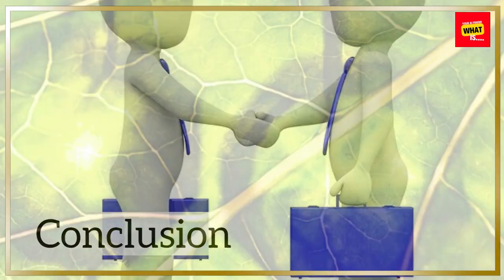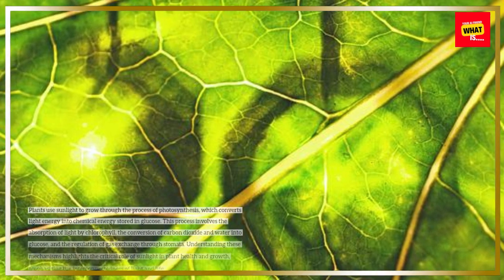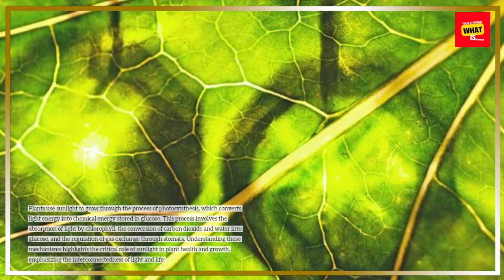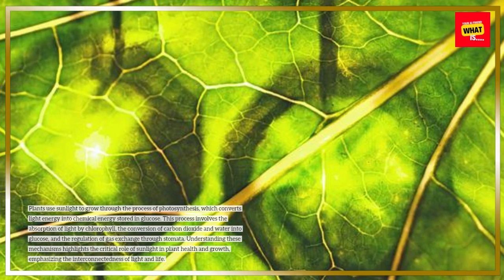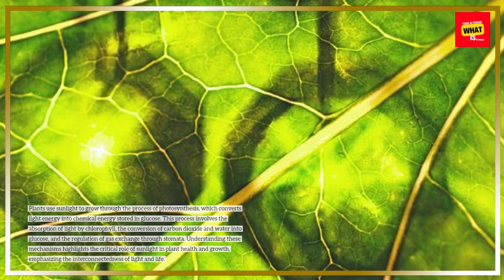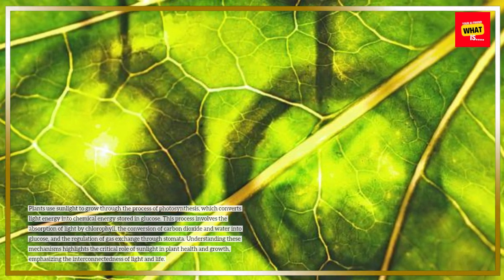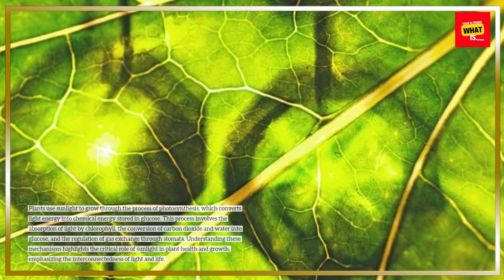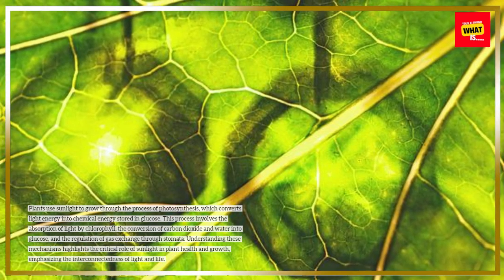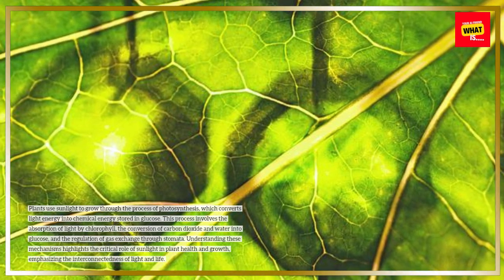Conclusion. Plants use sunlight to grow through the process of photosynthesis, which converts light energy into chemical energy stored in glucose. This process involves the absorption of light by chlorophyll, the conversion of carbon dioxide and water into glucose, and the regulation of gas exchange through stomata. Understanding these mechanisms highlights the critical role of sunlight in plant health and growth, emphasizing the interconnectedness of light and life.